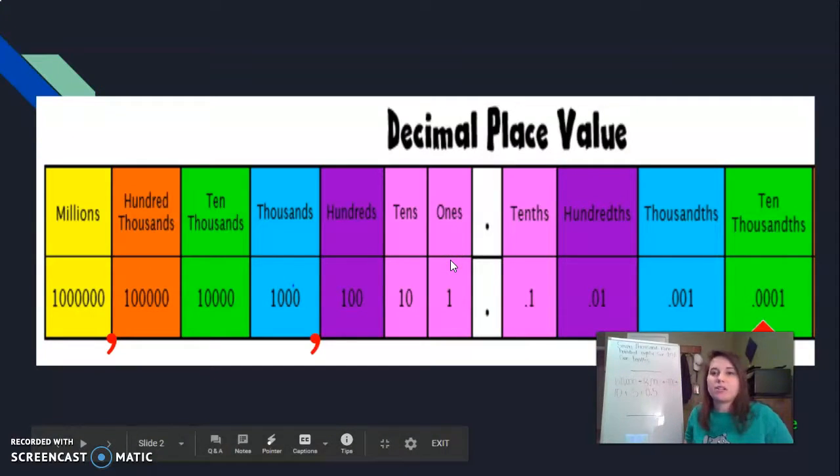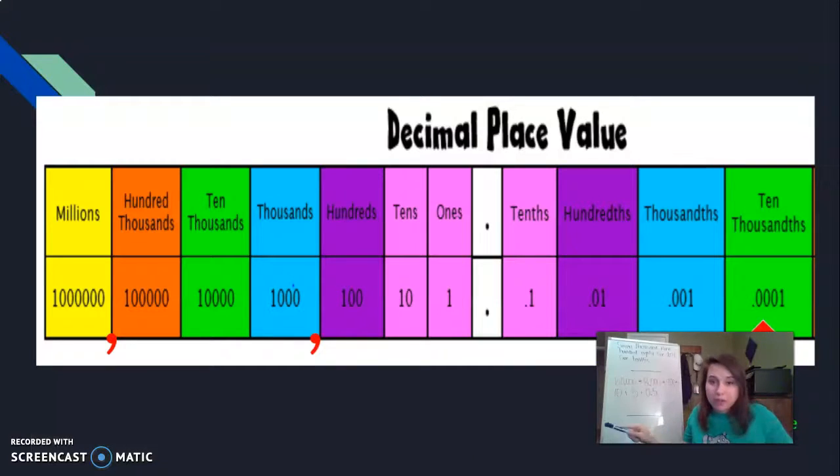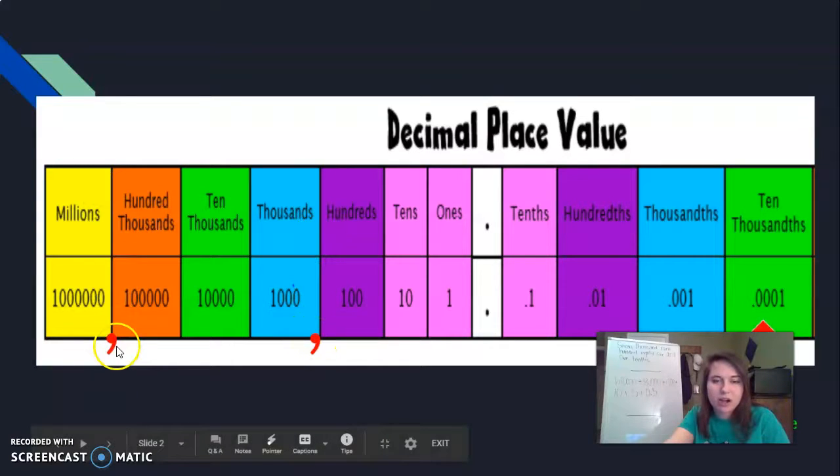So here we have our decimal place value chart, and you guys have been seeing this all year long. And here we always start with our ones. So this is actually where our place value chart starts. So here we have our ones, tens, hundreds, thousands, 10,000s, 100,000s, and millions. And here you can see what those look like. And notice here we have our commas. So after I say thousands, there should be a comma, and millions, there should be a comma.